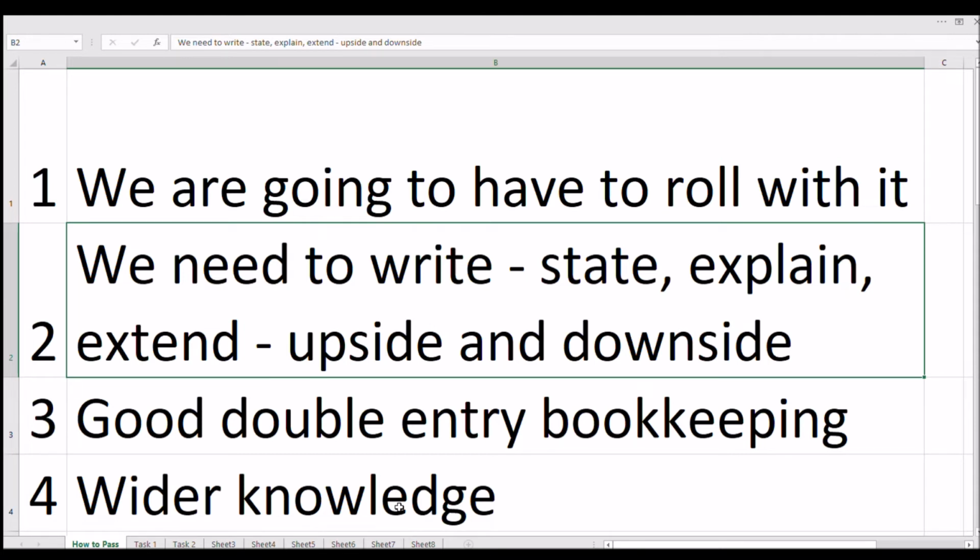Upsides and downsides. We're going to consider the upsides and downsides. So upsides, we're going to tell this customer to go bug off. Well, there's an upside that we would avoid the prompt payment discount cost to us, but the downside is that we've lost that customer forever.